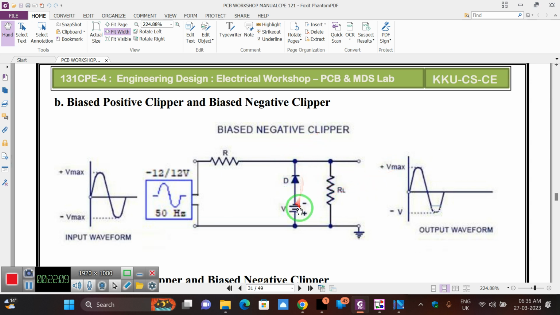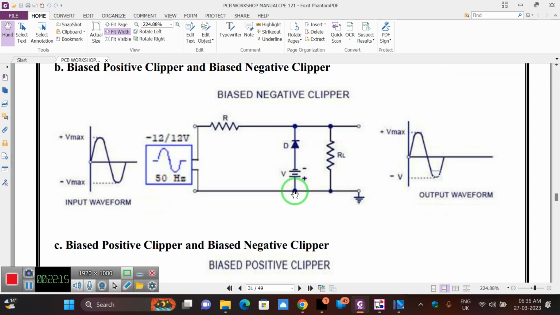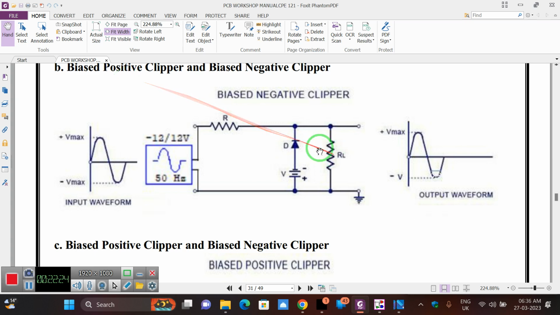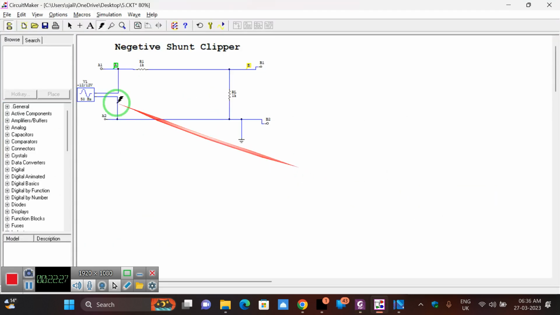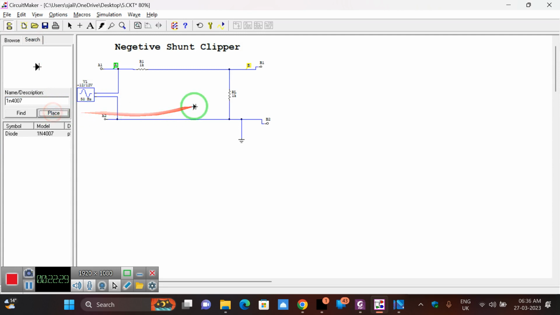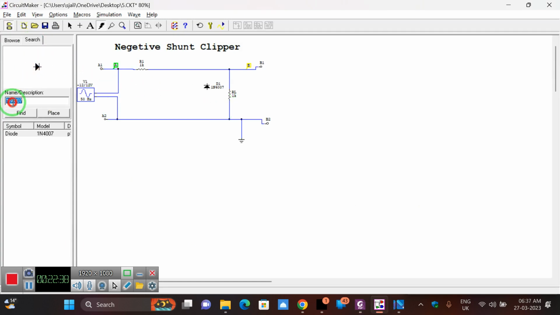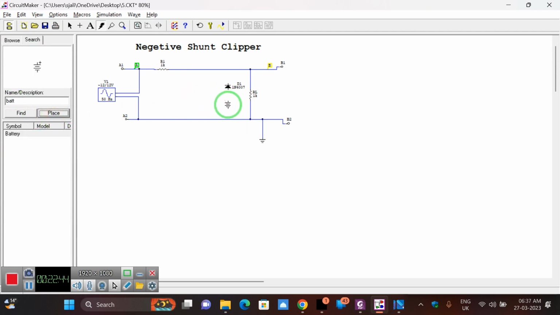Okay, so biased negative clipper, we are putting a battery in series with the diode. So then we have to remove this diode first and remove this one. Now what do we need? Diode we need, one battery we need, diode and battery. So search and diode in upward fashion, and one battery in reverse fashion. If your battery is in the opposite fashion, then it will be a problem. That is, you are allowing the positive side, not the negative side.